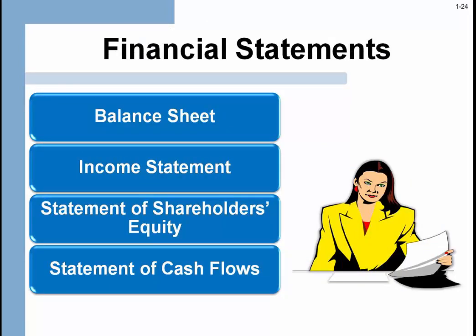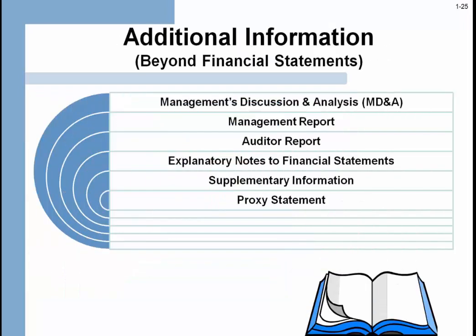There's 4 financial statements that are used. And I don't like the order they have these presented here because typically I put them in the order that they're generated. The income statement, statement of shareholders' equity or statement of retained earnings, the balance sheet, and the statement of cash flows. Each one of them tells a different picture or paints a picture and allows you to analyze what's happening with the business.